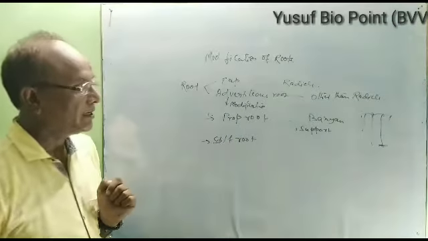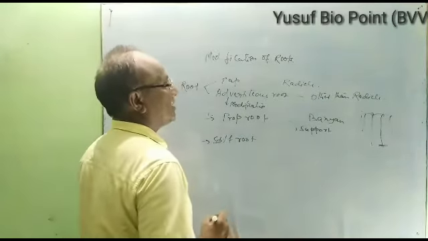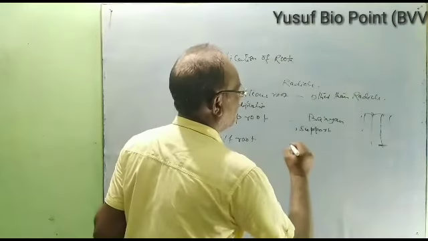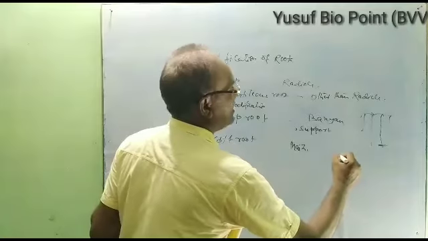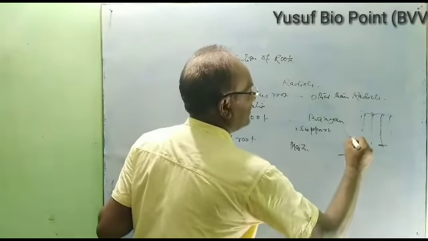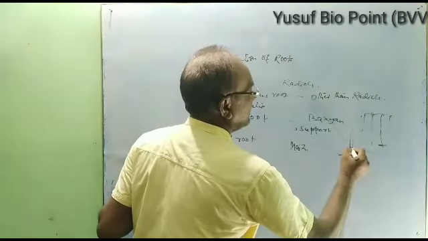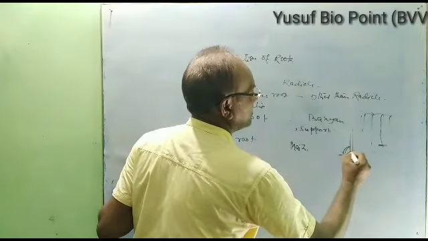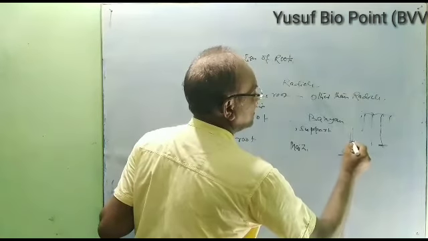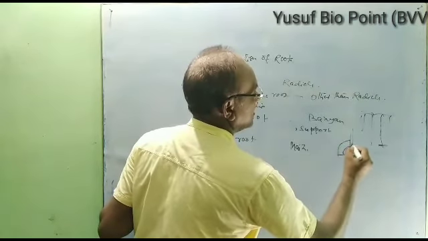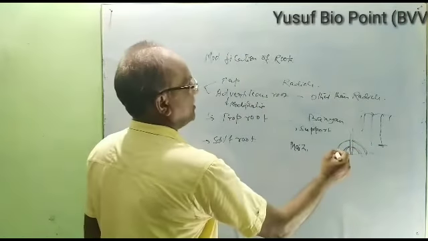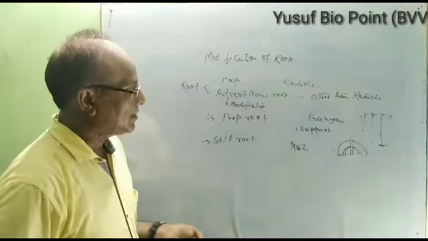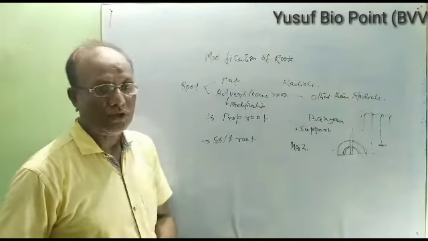Next is the stilt root. It is also used for support as well, but you know, in the maize, you see that this is the plant, and from here the nodes come out, and roots come out. So this is the stilt root. It is found in the maize.